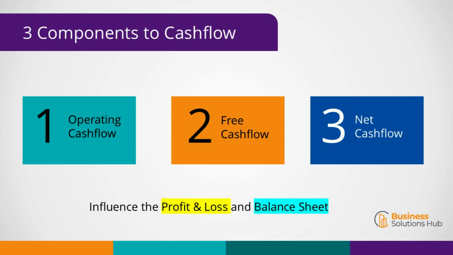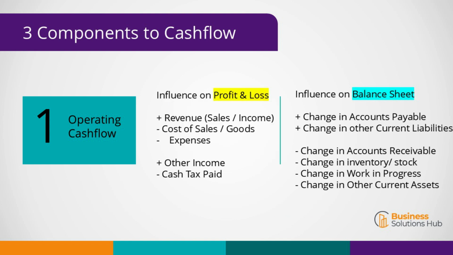So operating cash flow starts with your revenue, your income, all the money that you generate. Doesn't matter what business you're in, whatever revenue you receive, and then of course subtracted from that are your cost of sales or cost of goods. Those are your direct expenses that you need to incur to actually deliver that service or whatever you produce. Less your expenses, adding other income, and then less cash tax paid. That all comes through the profit and loss, so you would be familiar with that.